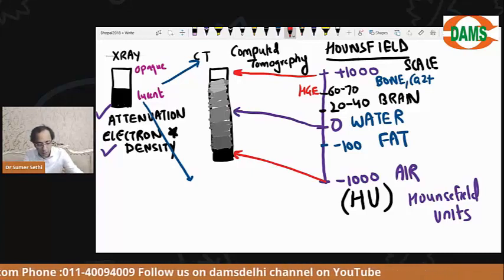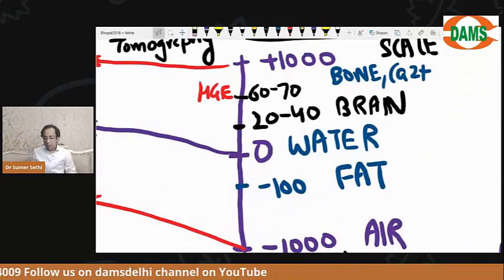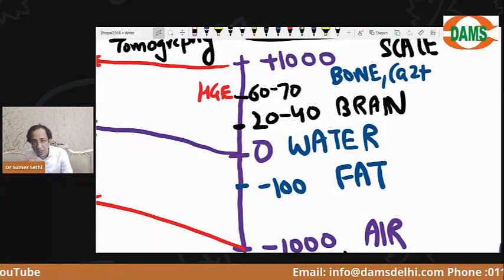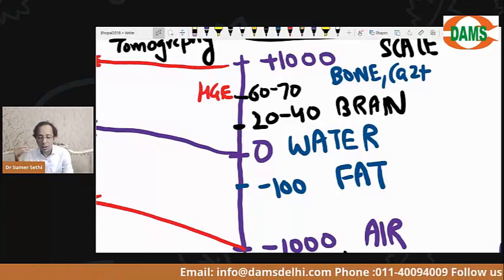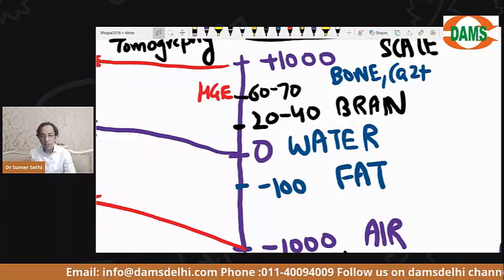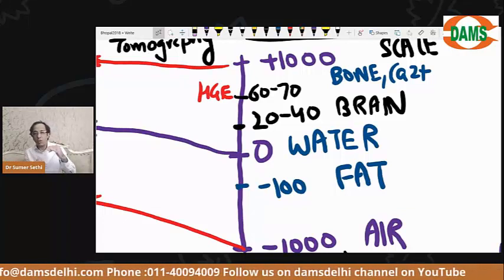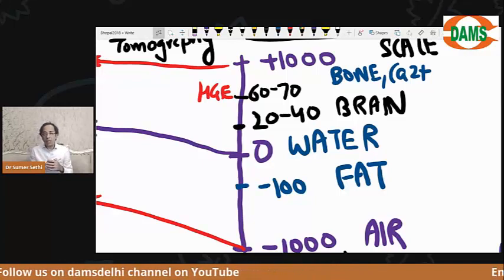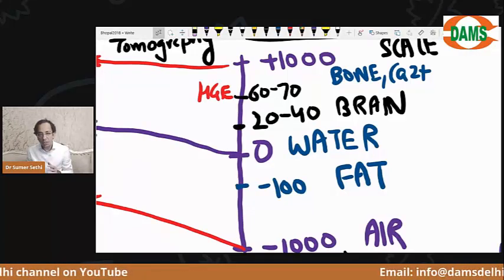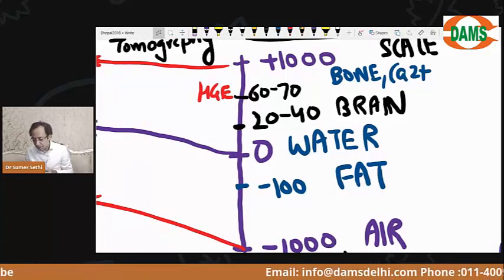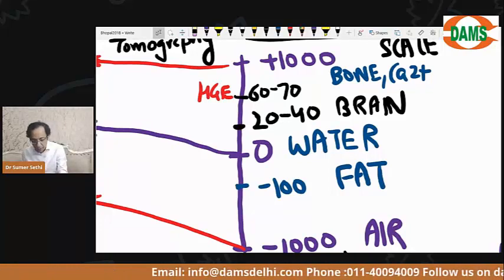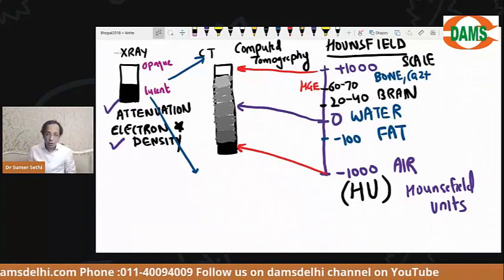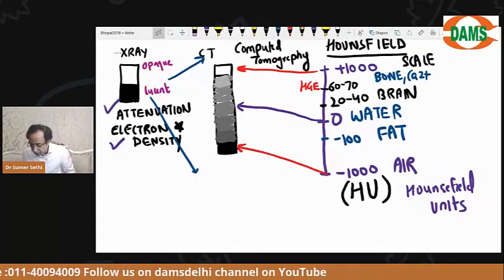I'm zooming it for the people who could not understand. Remember, fat has attenuation less than water but more than air. So we keep it at -100. Brain tissue is at 20 to 40. A brain hemorrhage or a blood clot in the brain will have an attenuation of 60 to 70 Hounsfield units. Okay, are you clear with this much?